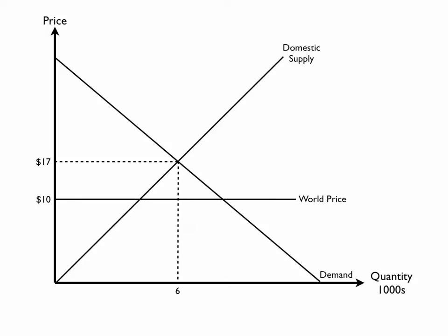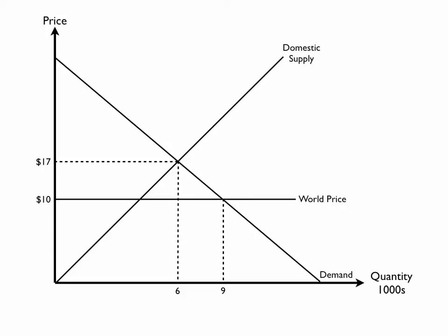Well, the world price would have to be less than our domestic equilibrium price, or we would not import the good. So this is a good that's being imported. Again, let's say it's sugar. It's $10 a pound on the world market. Therefore, consumers are able to buy more sugar at $10 relative to what they were willing to pay at $17.